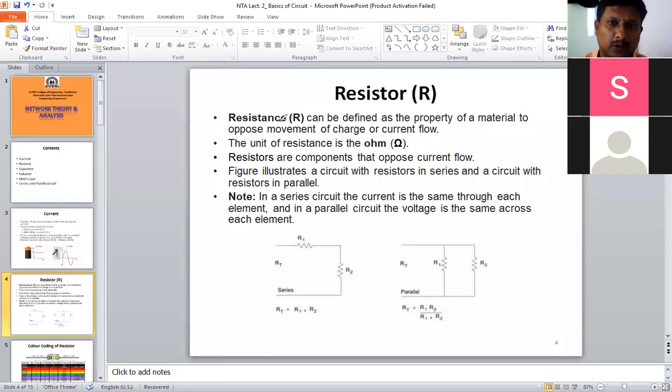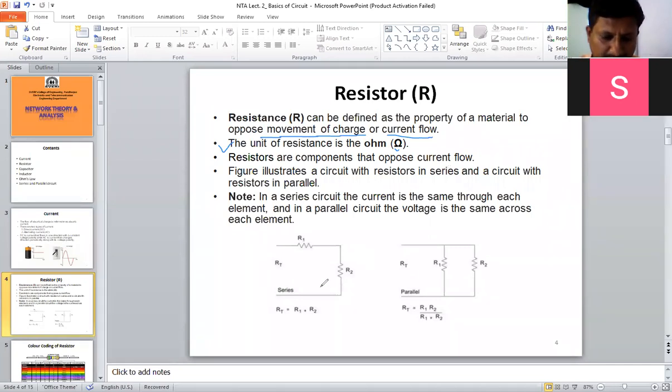So resistance is the property of the material which will oppose the movement of charge or current flow. It always tries to limit or oppose the current flow. Okay. So the unit of resistance, we know, is ohm. The symbol of ohm is given here. The resistors are components that oppose the current flow. So here in the figure, on the left hand side, the resistors R1 and R2 are connected in series. In the right hand side figure, the resistors R1 and R2 are connected in parallel to each other.